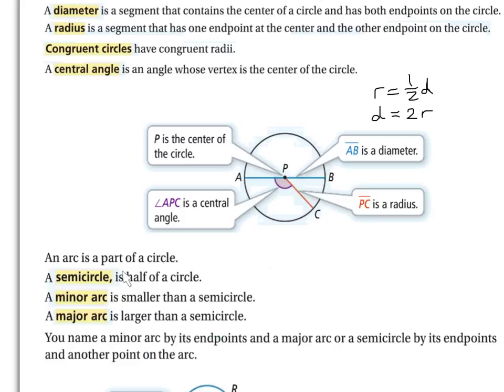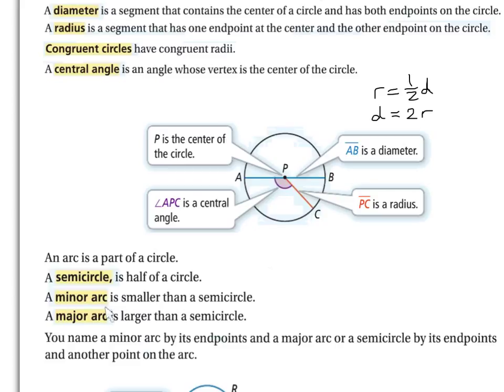An arc is a part of the circle. So I could say arc AB, the distance around the outside from A to B. A semicircle is half of the circle. In this case, AB is a semicircle. It cuts the circle in half; in other words, it uses the diameter to create half the circle.